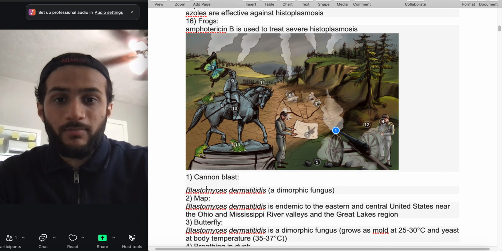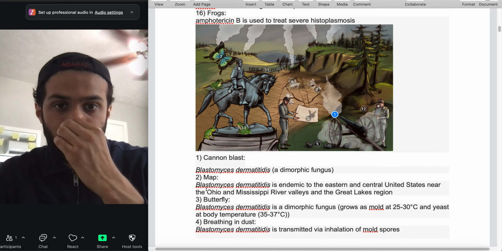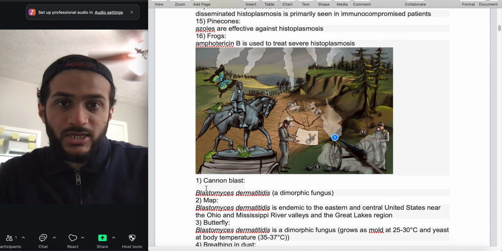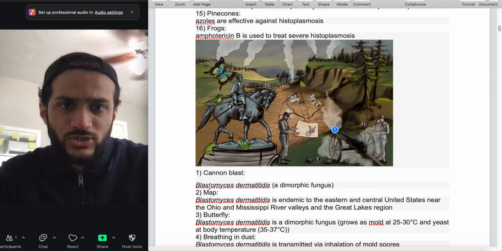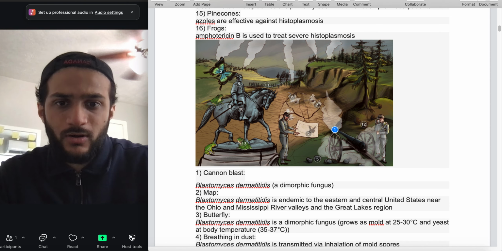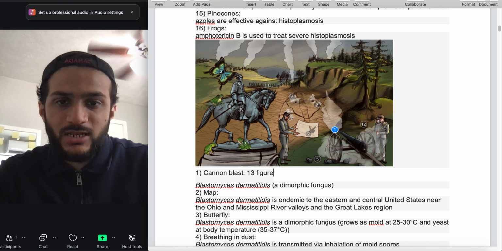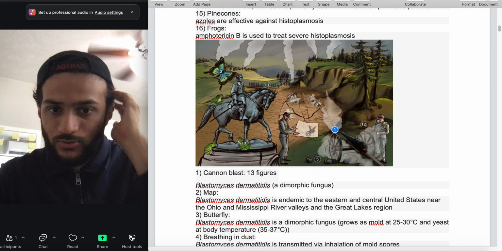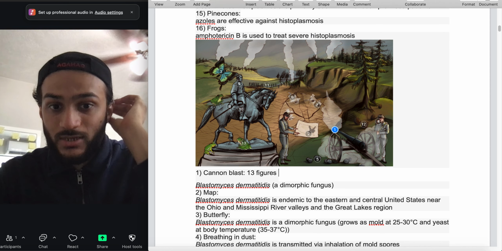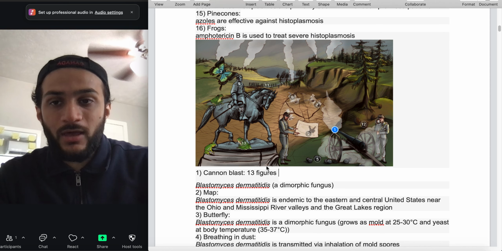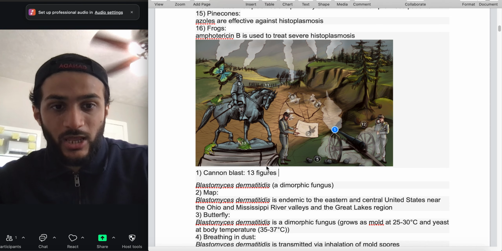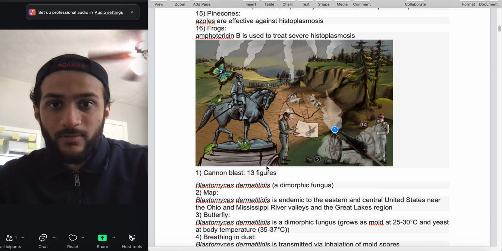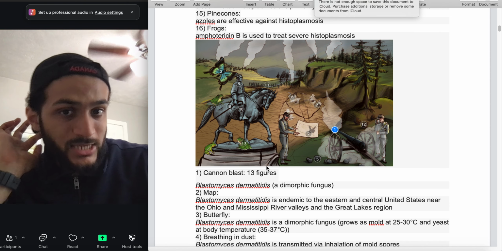Now we're going to be speaking about Blastomycosis dermatitis. This is essentially going to be around 13 figures that we need to keep in mind over here. Basically, we have the cannon blast, which represents blastomycosis dermatitis. The second thing is going to be the map, which is telling us that this is more like eastern, central United States, the Ohio and Mississippi rivers, the Great Lakes regions. Next is going to be the butterfly: cold mold, heat yeast.